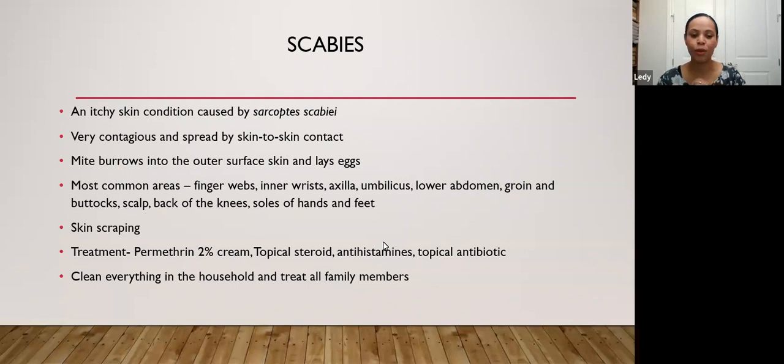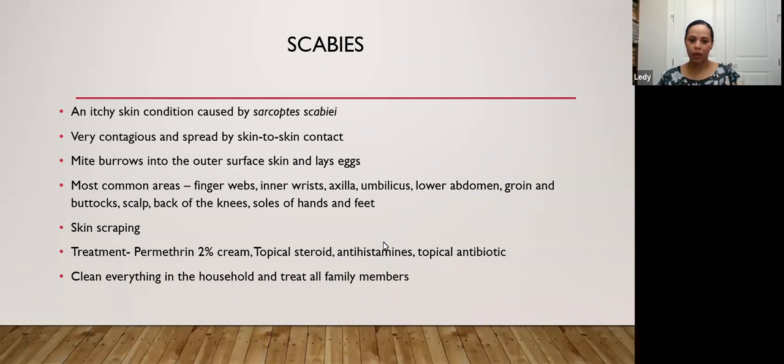So remember what I told you? There's a difference between the 1%, which I usually use for head lice. For scabies, you're going to use permethrin 2%. And what I always tell the parents is that you want to make sure that you clean the house very, very well. You want to vacuum, you want to wash all your sheets and all your clothes with hot water. You want to treat everybody in the household as well.